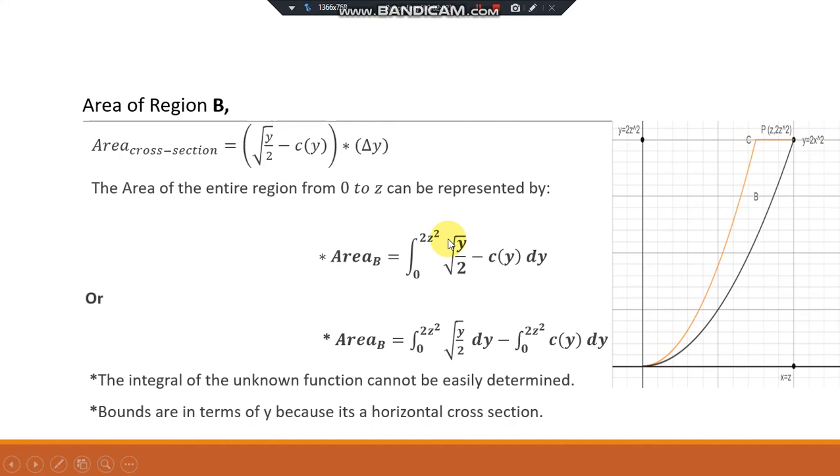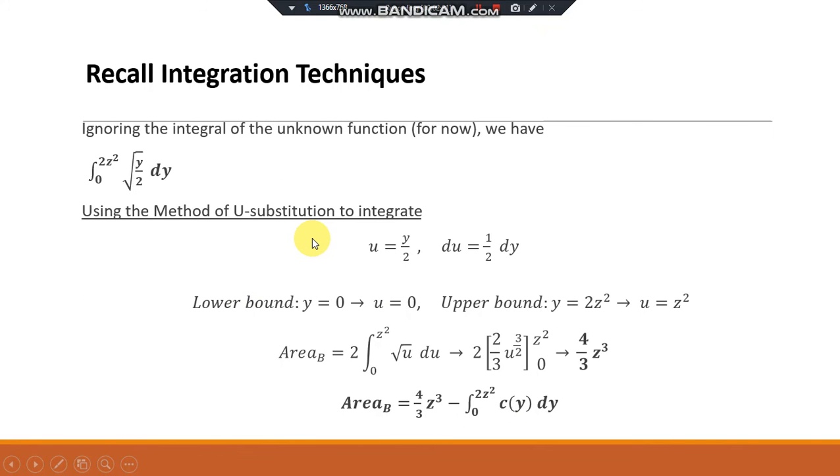And our total area of the region would be the integral from 0 to 2z squared of the square root of y over 2 minus the unknown function, which we can split into two pieces as seen. Also note that this integral cannot be easily determined because we don't have a famous method to calculate the integral of an unknown equation. So in the next step, we would ignore it to calculate the area.